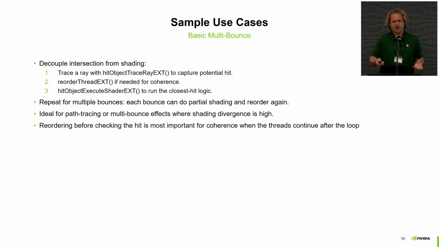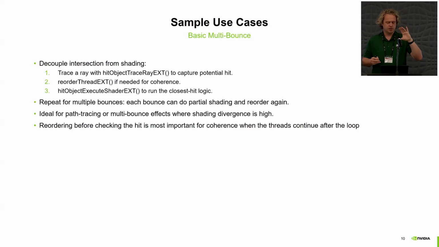And so now I'll go through some sample use cases and show the way that it can be useful to use this extension to get performance out of different rendering algorithms. So the first use case is a basic multi-bounce. This is just your normal path tracer.